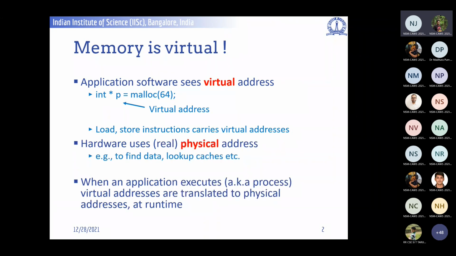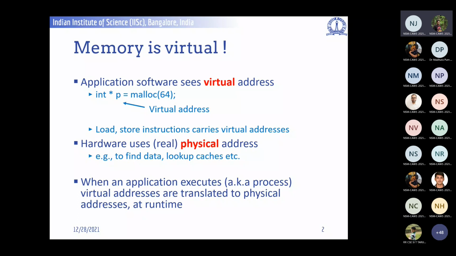However, the hardware uses physical addresses. You can think of it as the real address where the data is located. For example, you can think of an address in the DRAM, where the data actually resides.